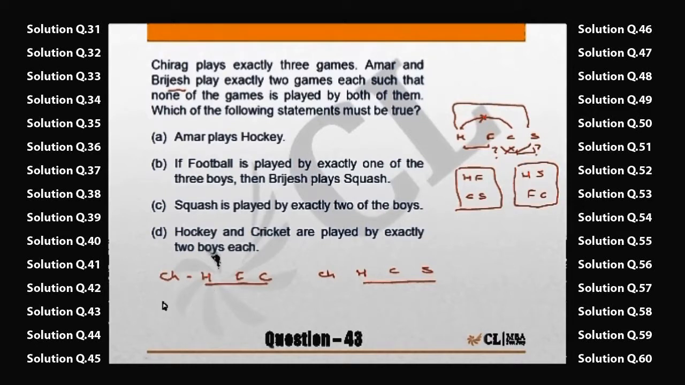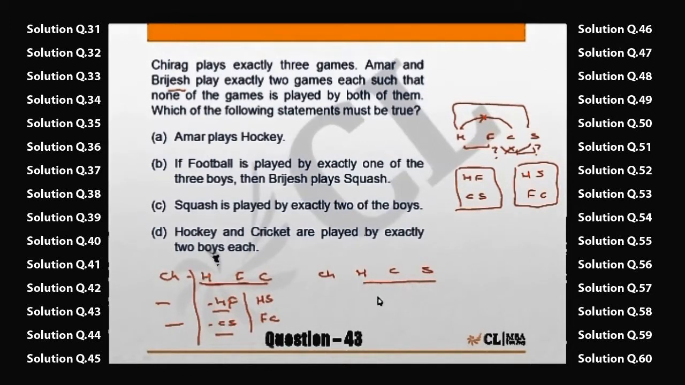So what are the possible cases out here? The second and the third player, which is A and B, could be interchanged. One could play hockey and football, and the third person could play cricket and squash. So this could be B and this could be A or vice versa. The other possibility out here is hockey, squash and football, cricket. So it could be this and this for Chirag, AB or Chirag, BA, and similarly for this.